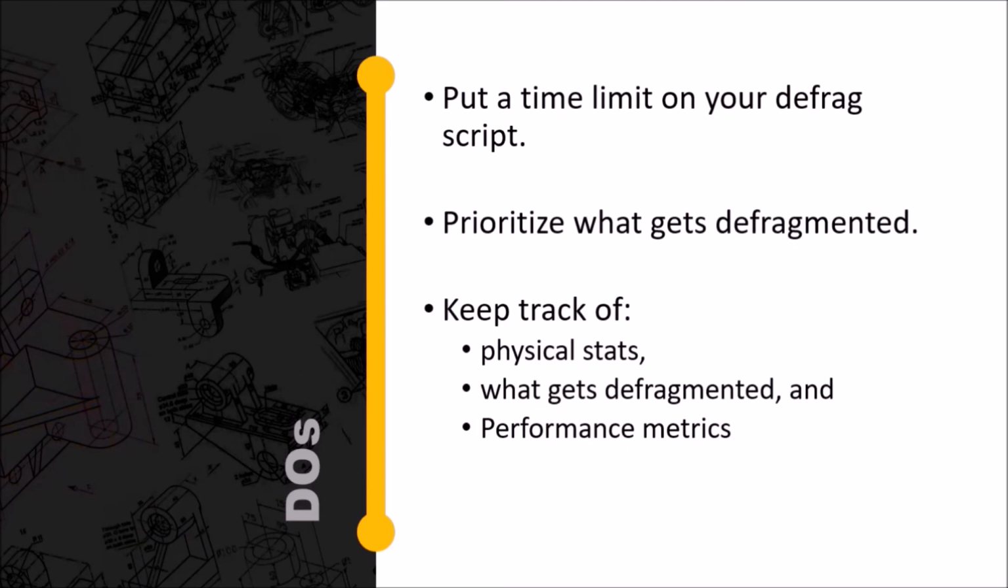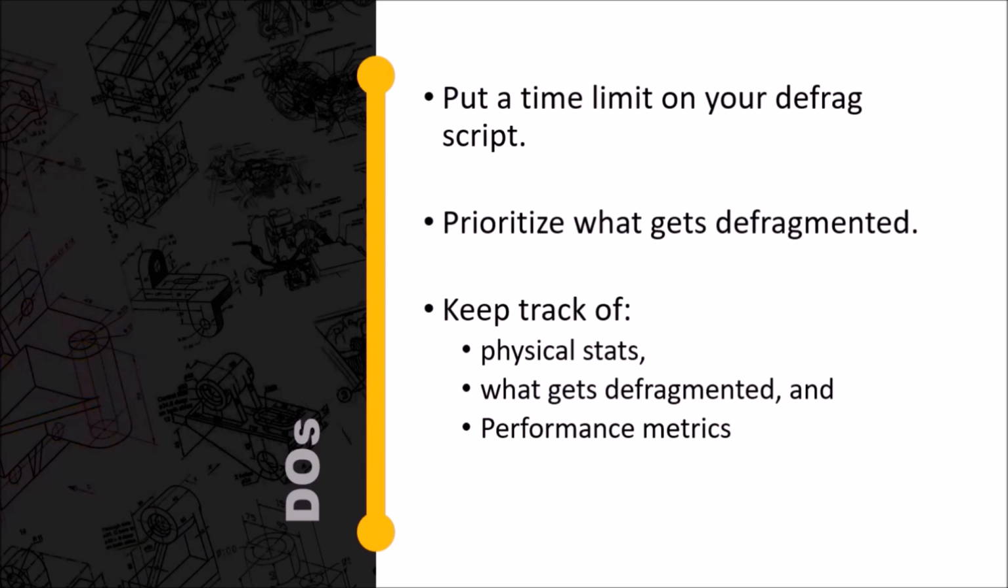Some do's are to put a time limit on your defrag script. So, if you defrag 10 tables and you see you've run out of time, just stop there and do them next week. You should prioritize the indexes that you defragment, and you can do that by, let's say, I often use the last update date of the table. And then that way, if it hasn't been updated in a while, you know it hasn't been defragmented in a while. But then again, you also want to use those percentages and the number of pages and things like that.